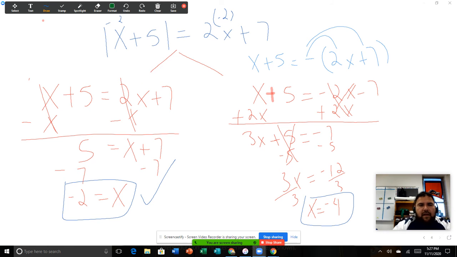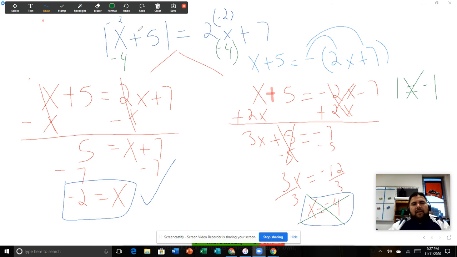Now let's check for -4. -4 plus 5 is -1, or sorry, it's +1. Absolute value of 1 is 1. 2 times -4 is -8. -8 plus 7 is -1. So this is not correct because you'll get a statement where 1 equals -1, and that is not true. So we have an extraneous solution there. That's why we go back and check, especially when there's a variable outside of the absolute value on the other side. Big time. Make sure you double check those situations.